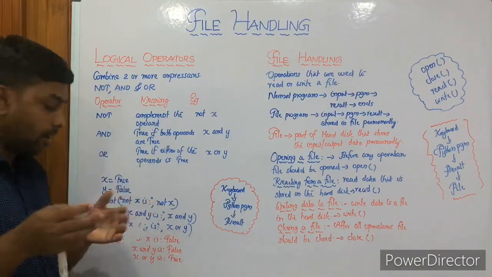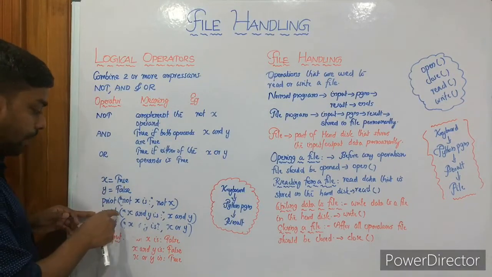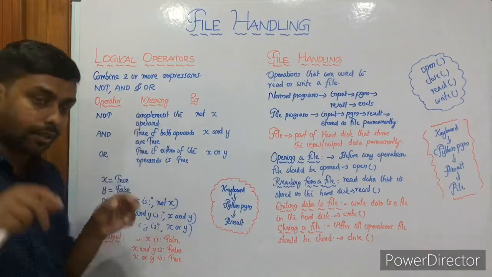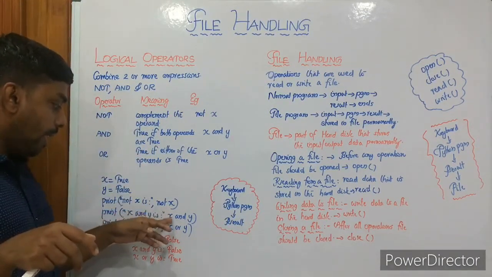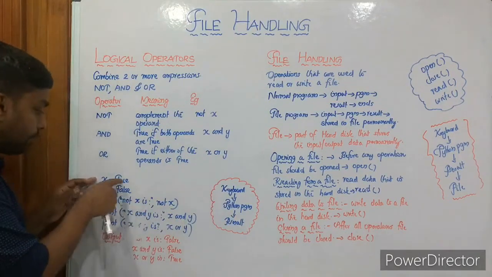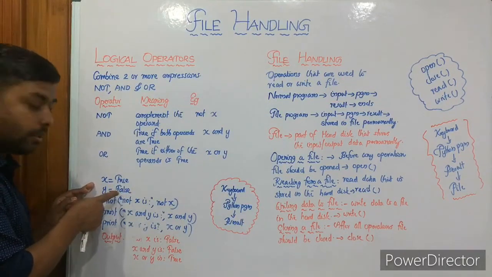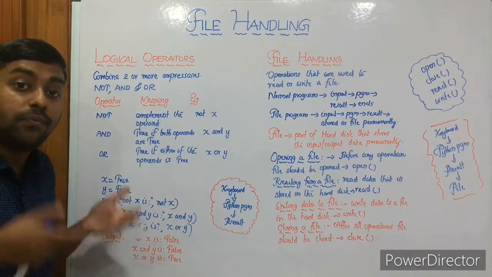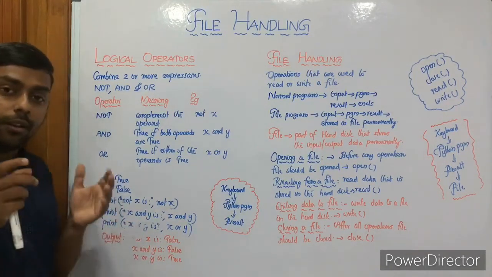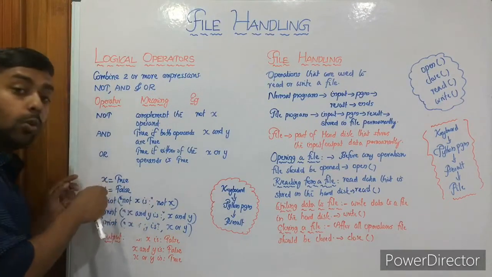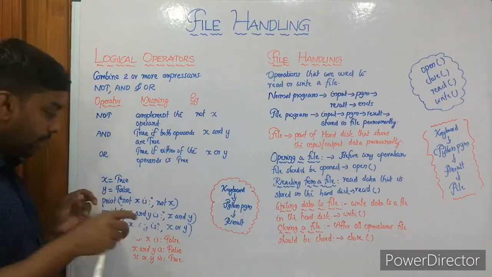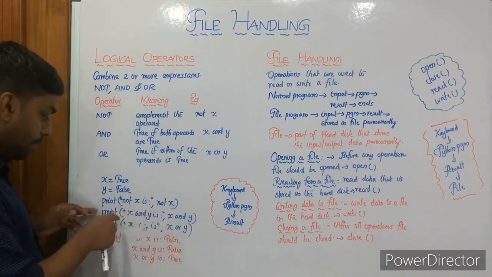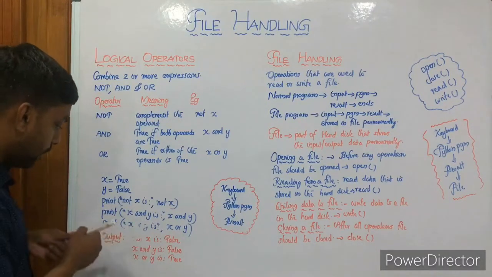Then the second print: "X and Y" will be printed as such because it's in quotes, colon, X and Y. What is the value of X? True. But the value of Y is False. True and False. What is the result? False. Right? If you want to get a true result, both must be true in the case of AND. Here it is True and False, so it is False.